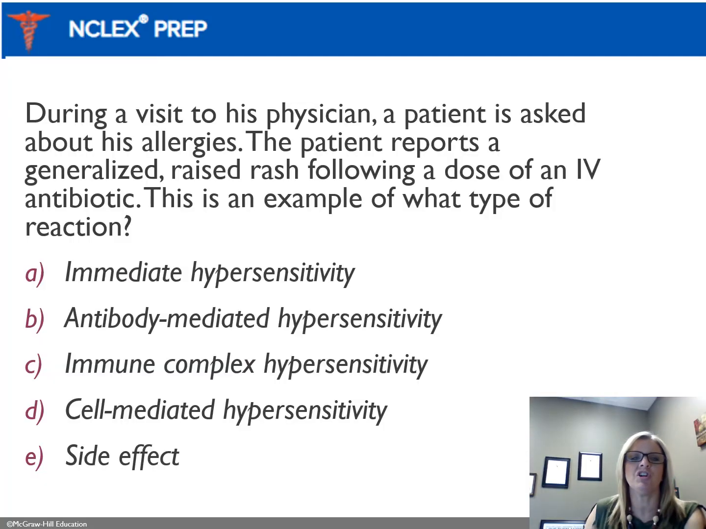All right, review question here, NCLEX practice. During a visit to his physician, a patient is asked about his allergies. He reports a generalized raised rash following a dose of an IV antibiotic. So what type of reaction is this? Is it A, immediate hypersensitivity, B, antibody mediated, C, immune complex, D, cell mediated, or is it just a side effect? If you said A, immediate hypersensitivity, you are correct. Most of these drug medications are immediate hypersensitivities.